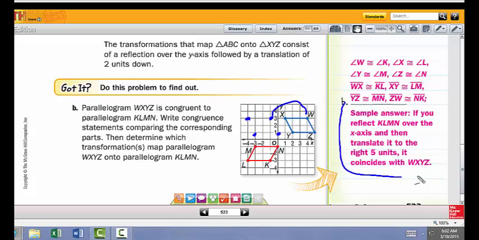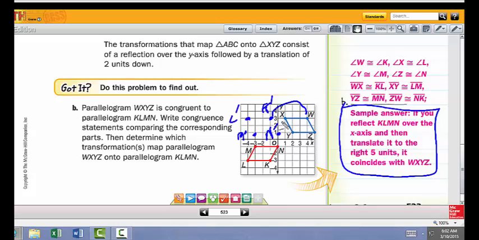I'm going to do this part of it first, since we're already having to look at this in order to figure out where these letters match up. So the thing we ought to do is make sure we call this M prime, L prime. This up here would be K prime. And then lastly, this would be N prime.